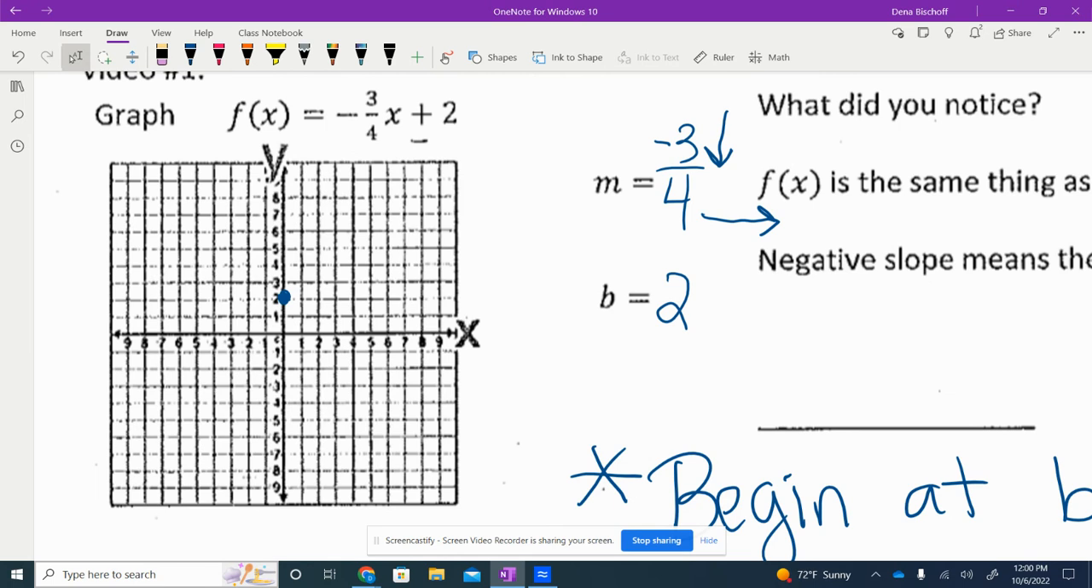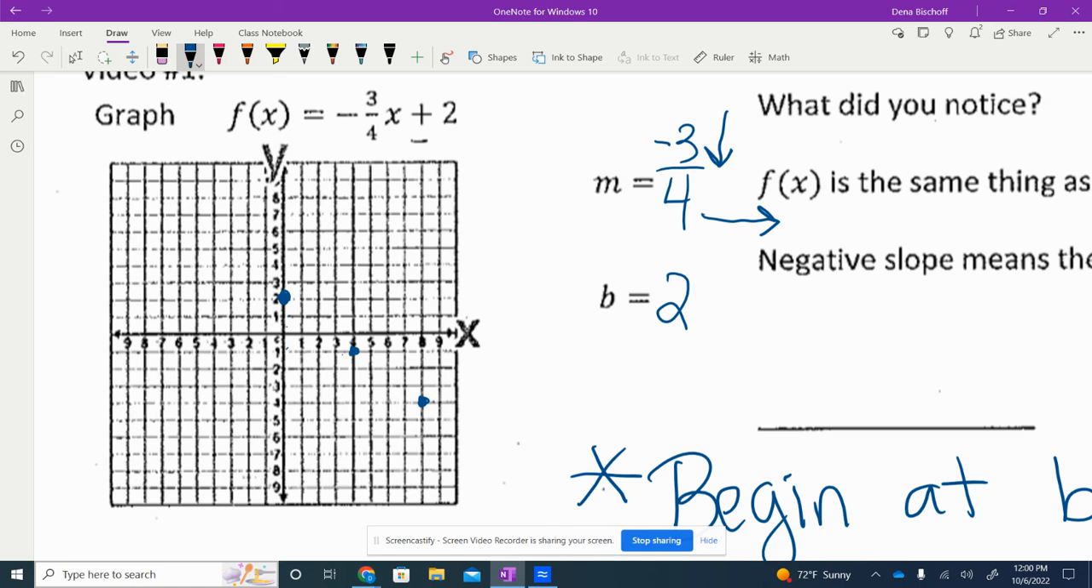And then my slope is going down because it's negative. So from here, I have to go down 1, 2, 3, and then to the right, 1, 2, 3, 4. So you should end up your first point at 4, negative 1. I'm going to do it again. I'm going to go down 1, 2, 3, to the right, 1, 2, 3, 4. So your next point should be at the ordered pair 8, negative 4.